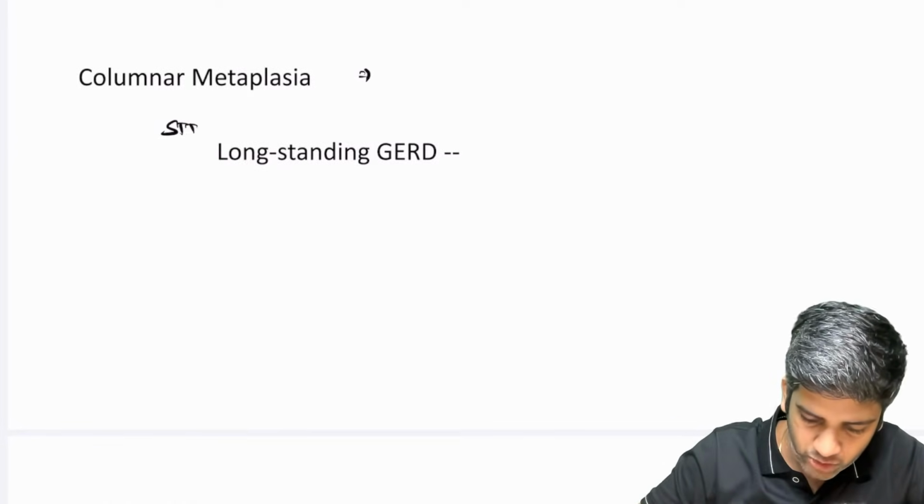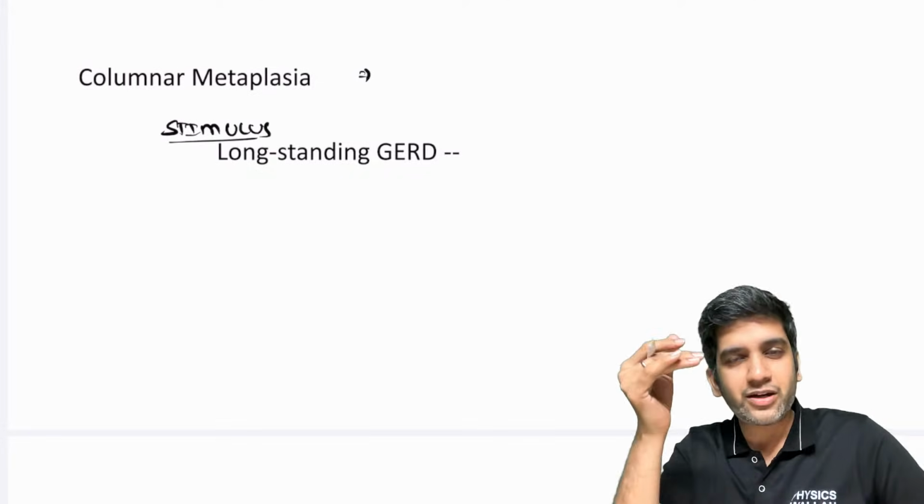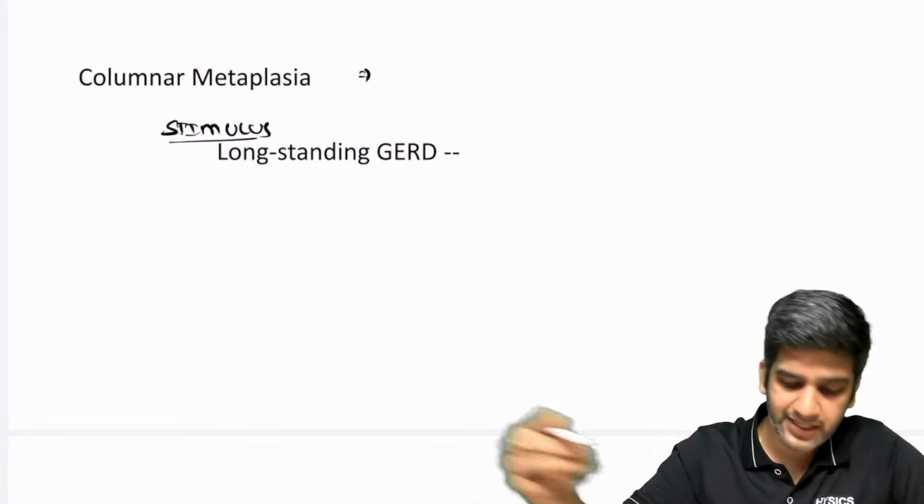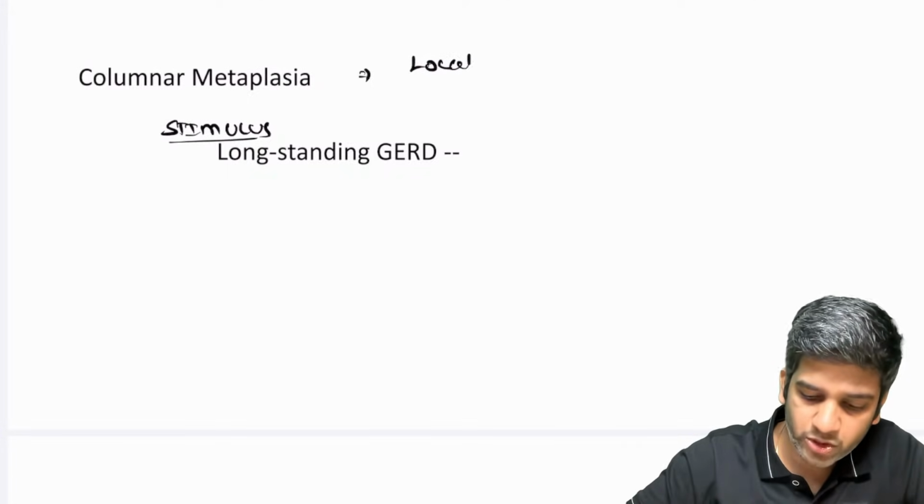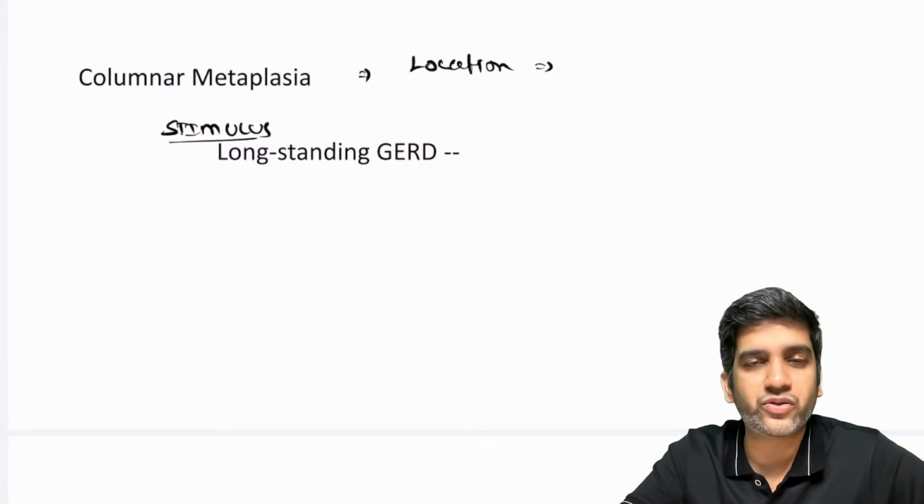Stimulus is long-standing GERD. See, when you write in a theory exam, you need not write the exact pathogenesis of what happens. That's for us to understand when we learn, right? Here, things required: stimulus required, location. What's the location? What will be the right location? Esophagus or lower end of esophagus?